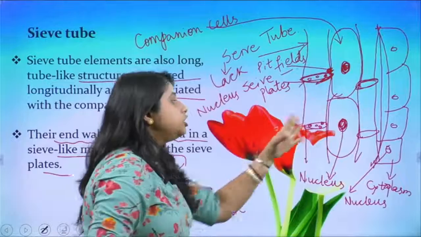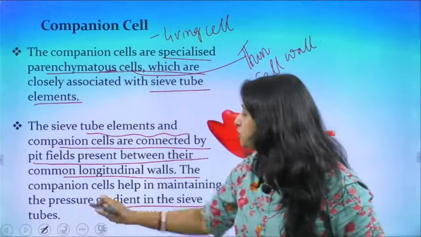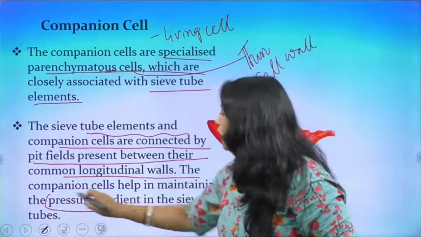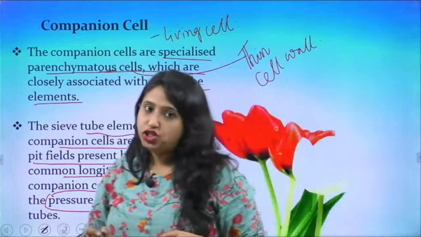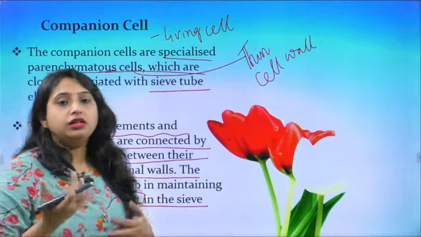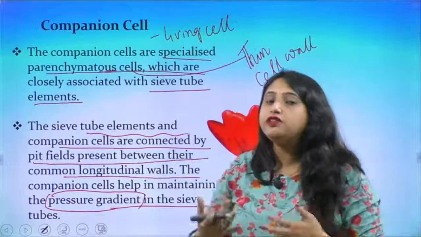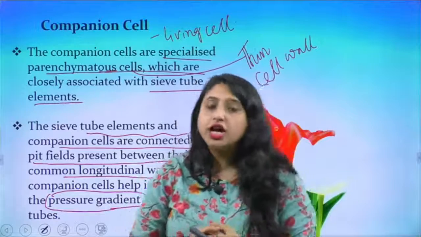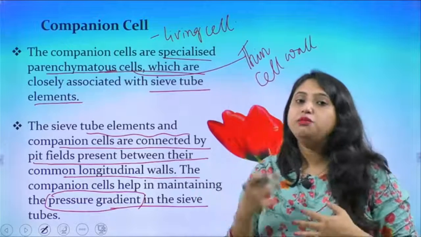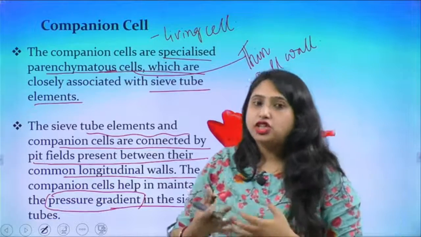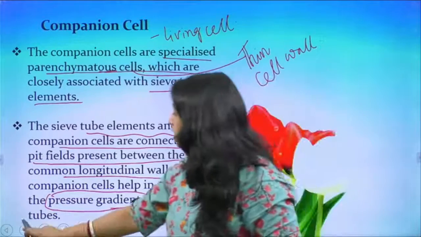And what is the function of your companion cells? These companion cells are responsible for maintaining or helping in pressure gradient. Now what do you mean by this pressure gradient? Now when the transportation of glucose takes place from the leaves to different parts of the plants, there will be pressure generated, right? So it helps in maintaining proper pressure, okay, in the process of transportation.